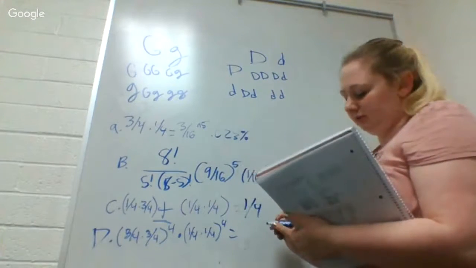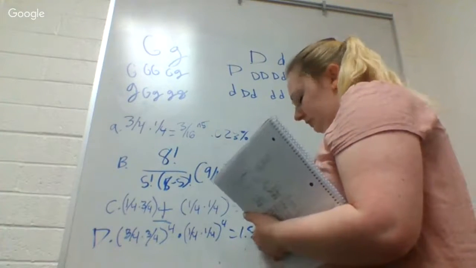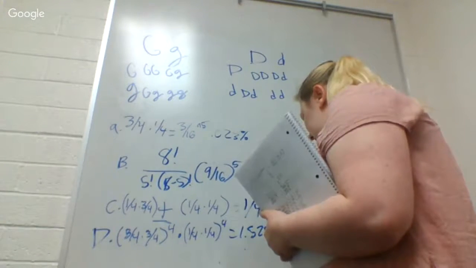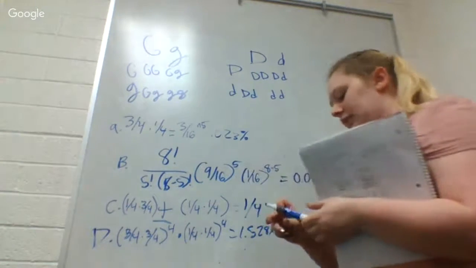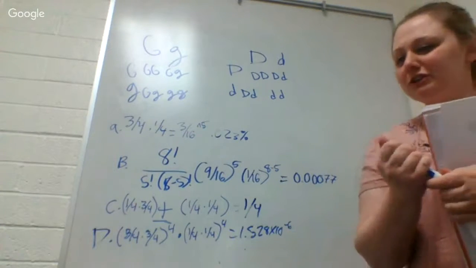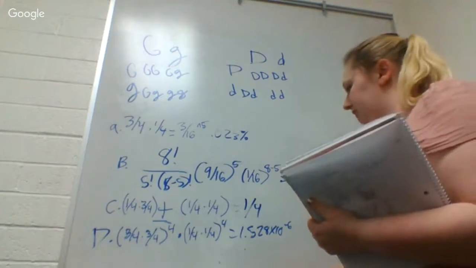So that will give us the 1.528 times 10 to the negative 6. And so those are our answers about the Cheshire Cat. That'll take us down to number 4.